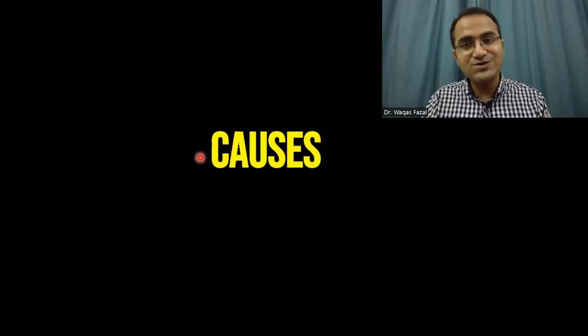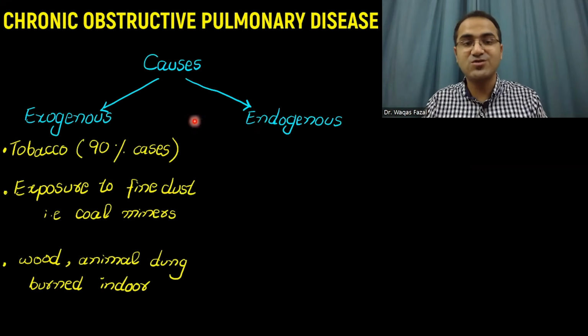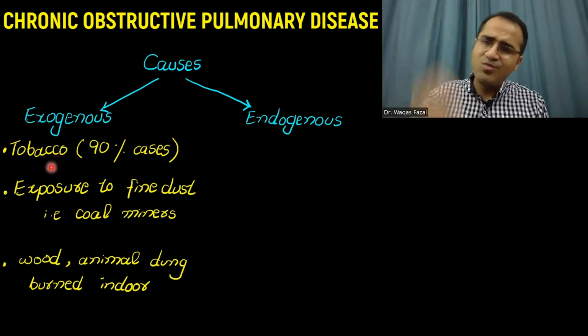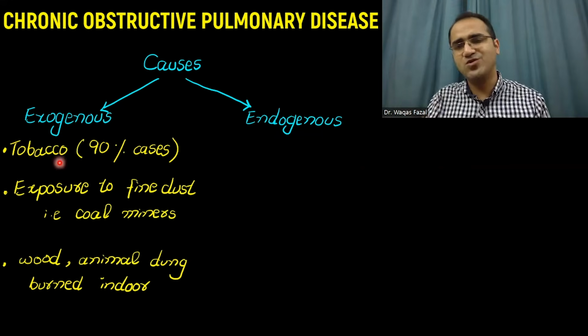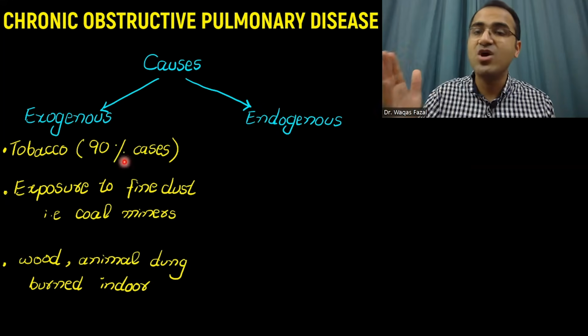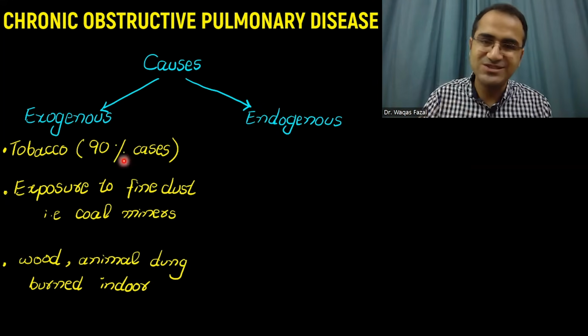Now coming to the causes of COPD. Causes of COPD include exogenous causes and endogenous causes. Exogenous causes include tobacco exposure. Tobacco is the most important cause of COPD. 90% of the cases are due to smoking. Almost 20 years of smoking causes excessive damage to the lungs, resulting in COPD.